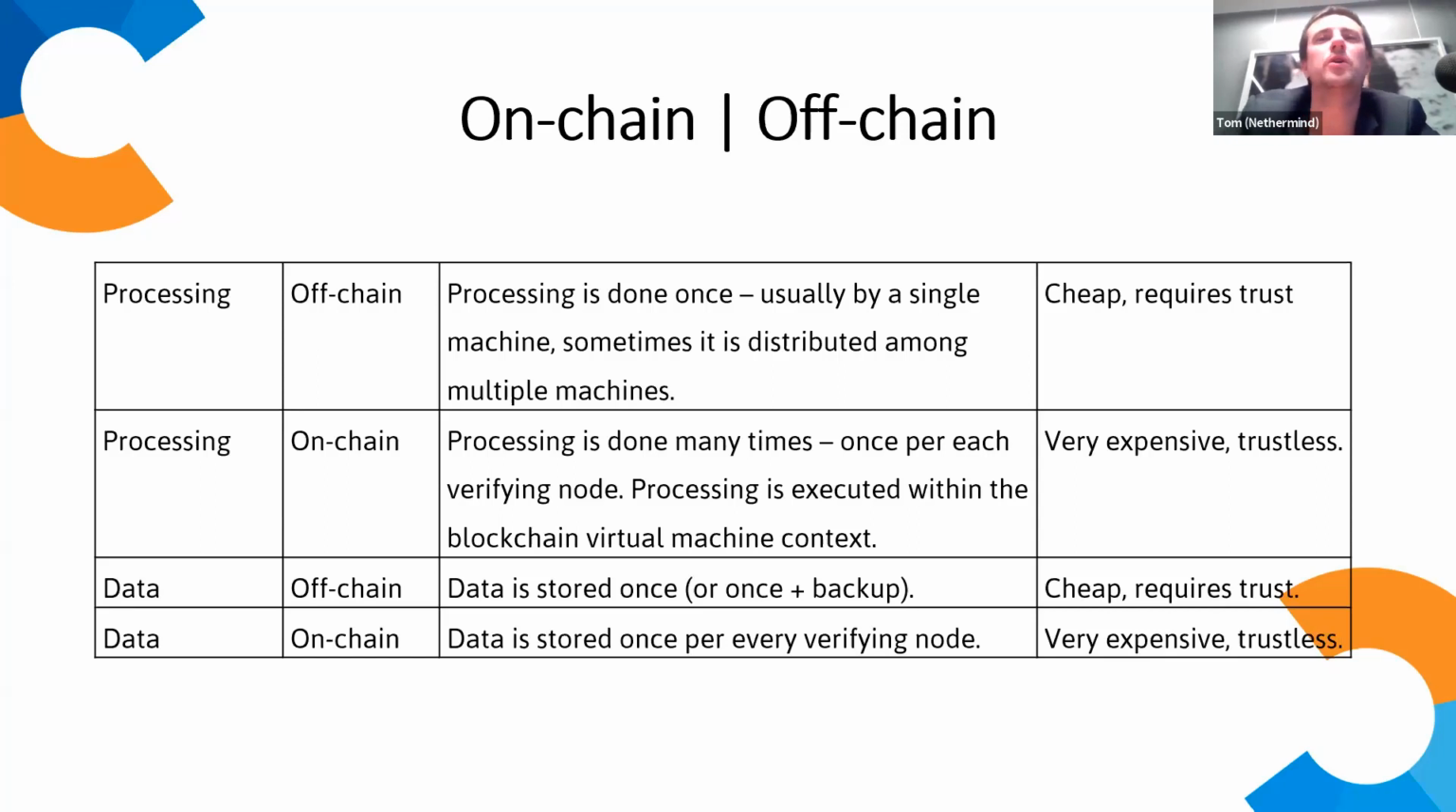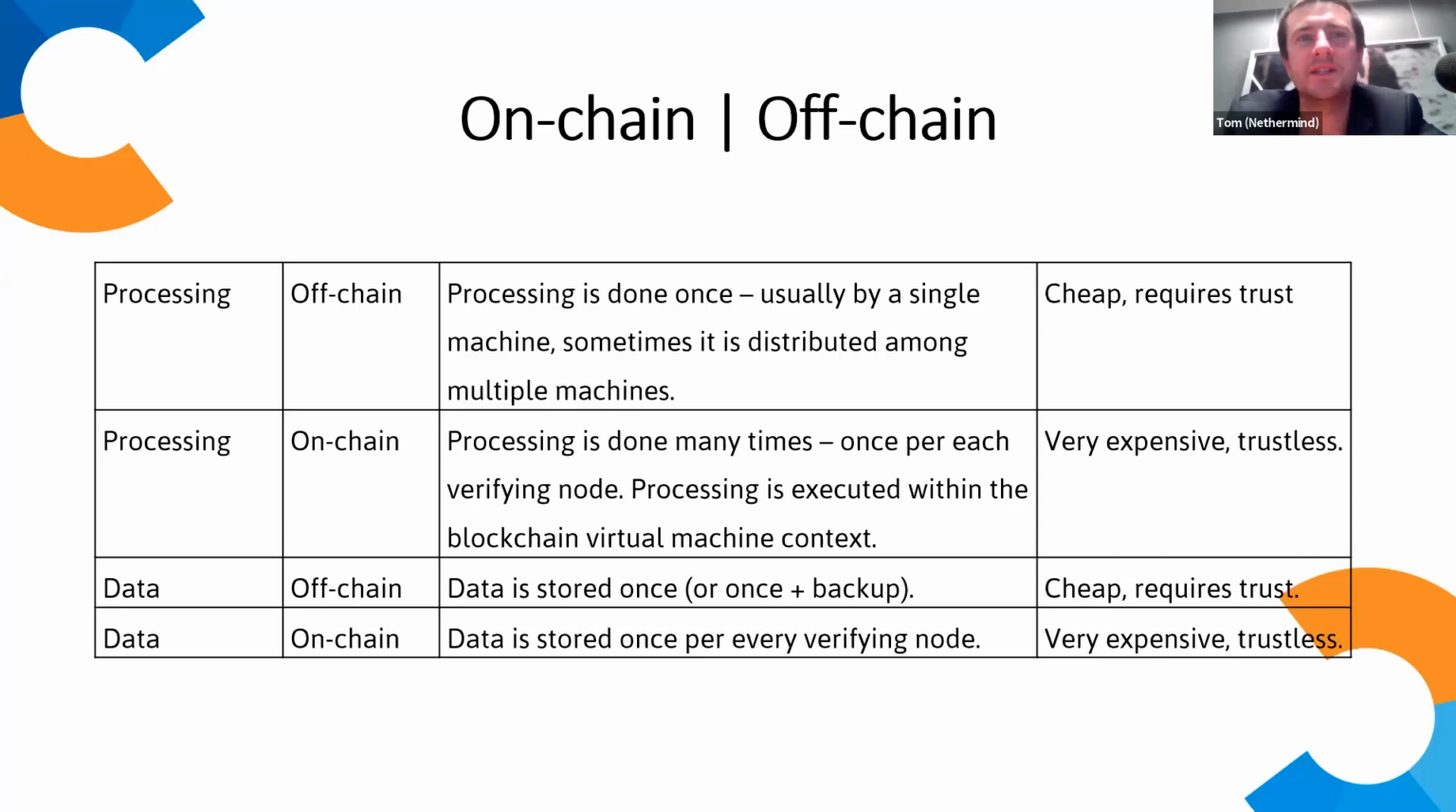Now, when you move on-chain, it means that generally it's a verified thing, verified by every single person who is looking at it. And when you talk about processing, it means that every single node on the network will reprocess the same thing.